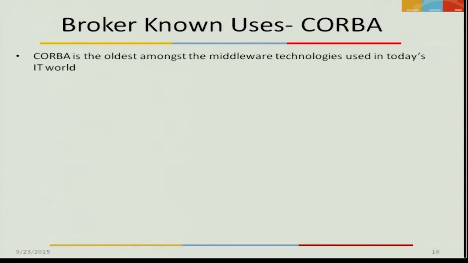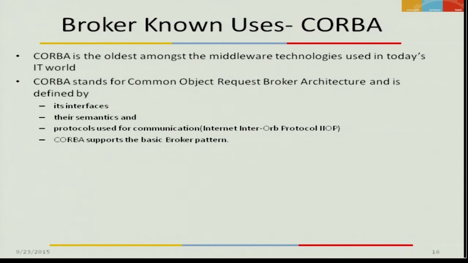So let us look at a few known uses of this broker pattern. As I said earlier, one of the most popular and pioneering implementations is called CORBA. CORBA is the oldest among all the middleware technologies that are used today in the IT world. CORBA stands for Common Object Request Broker Architecture. It is defined by its interfaces, their semantics, and the protocol used for communication, which is called IIOP, or Internet Inter-ORB Protocol, and CORBA supports the basic broker pattern.